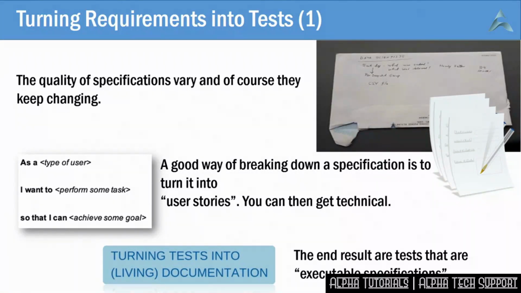A good way of breaking down a specification is to turn it into a so-called user story. They're always in the format: as a, I need, so I can.